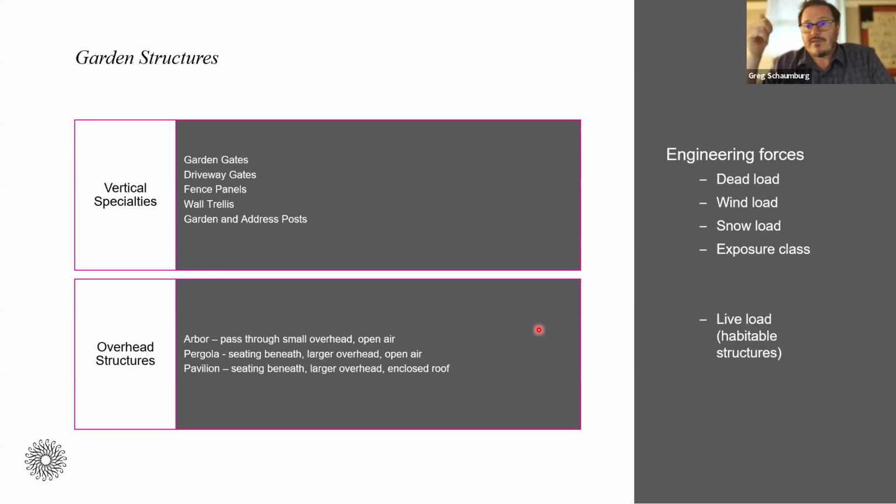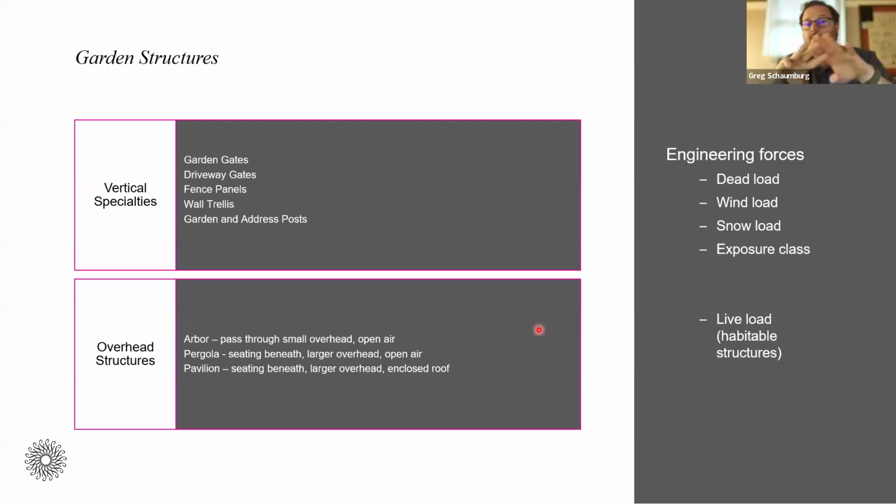And those are, you have to make sure it's rated for your dead load, wind load, snow load, and exposure class. We don't get into live load, that's more for habitable structures, but just know that the more complex it is with a roof, the more it's going to act like an airplane wing or a sail, and it's going to want to take off when really heavy winds go.